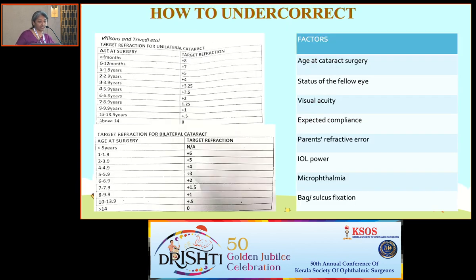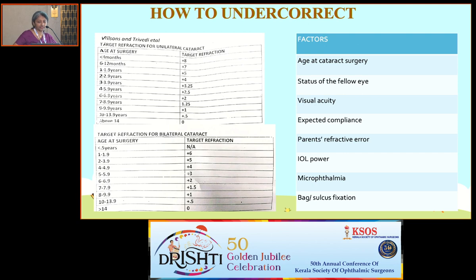But how to undercorrect, this is extremely important. Wilson and Trivedi's table is the most accurate table as of now. And you have to look at the target refraction, which is given for each month, like 6 to 12 months is around plus 7 for a unilateral cataract, and around plus 5 for a bilateral cataract. So you have to enter the target refraction and then look at the IOL power, and that will help to emmetropize the eye as it grows. Otherwise, if you aim for emmetropia, you are looking at a myopic shift of minus 7 or minus 8 as the child grows.